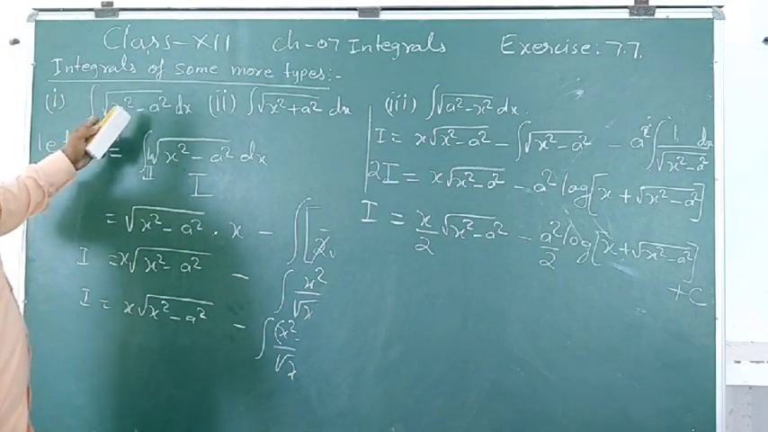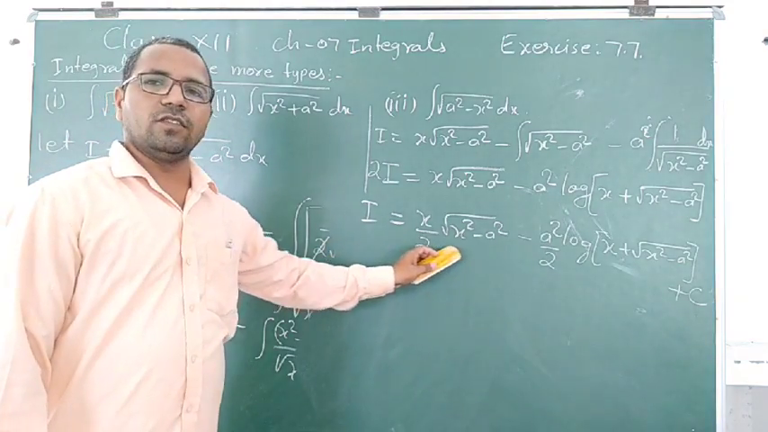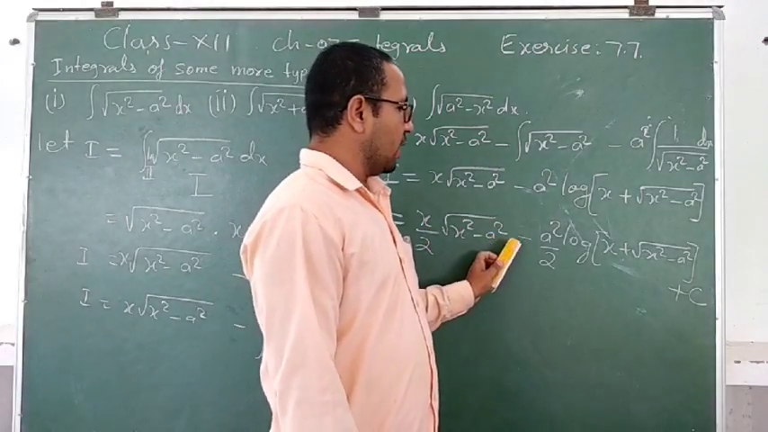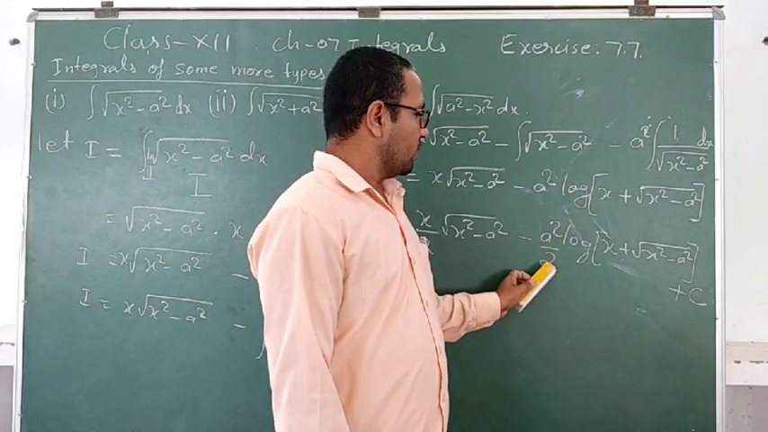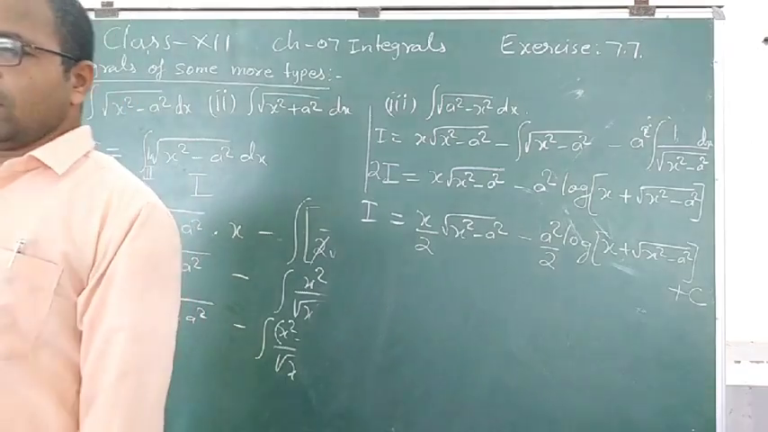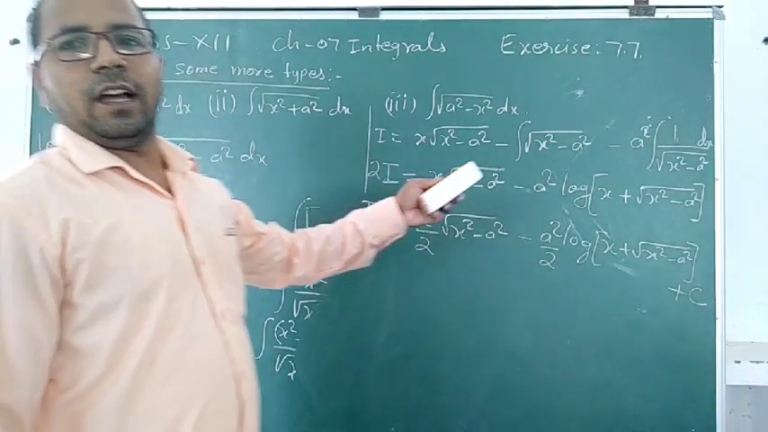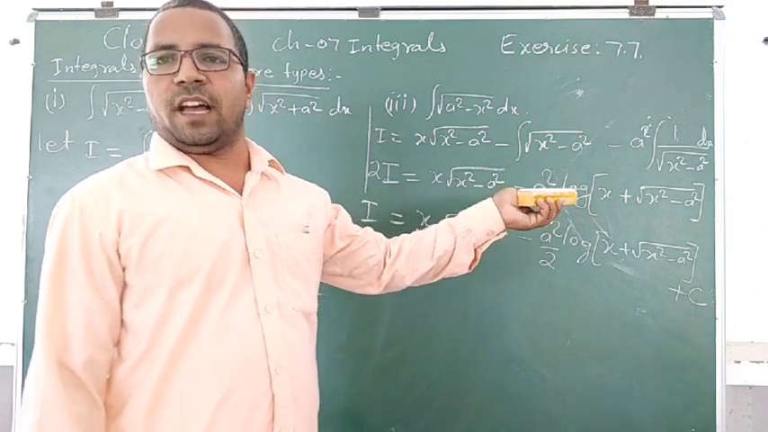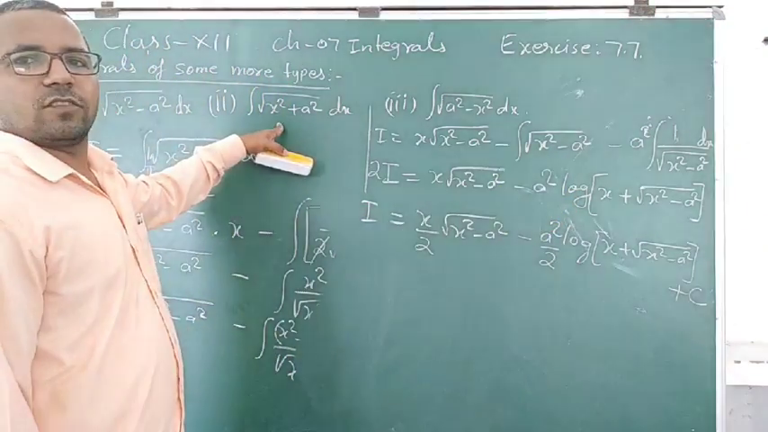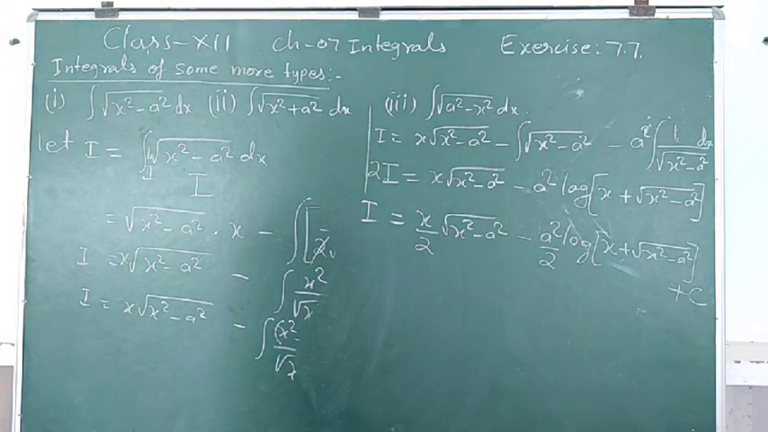So the integral of root x square minus a square dx is your formula: x by 2 root x square minus a square, minus a square by 2 log of x plus root x square minus a square. So this is your new formula which we have to use for the exercise 7.7. Clear this one? So now let's see the second part also. So first copy this much, then we will continue the second part.